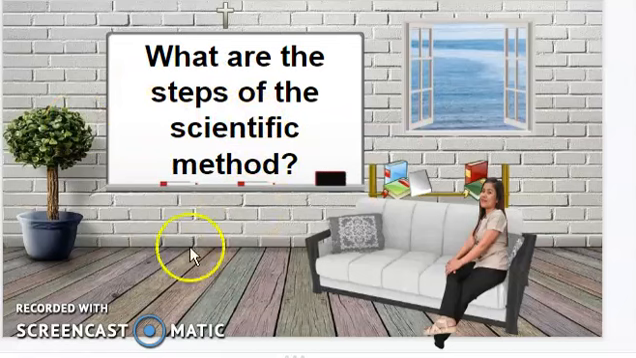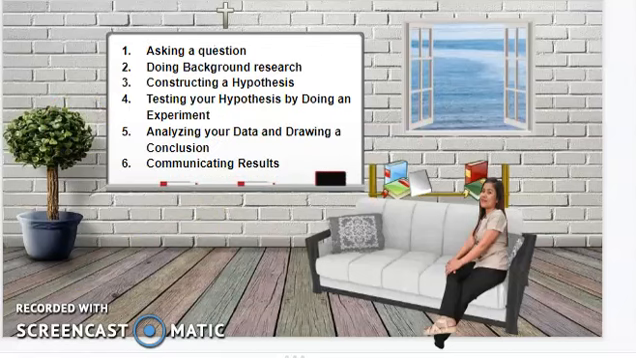So what are the steps of the scientific method? So we have usually 6 steps. Other books mention 7 steps. Alright, so we have the first step, asking a question. Second step, doing background research. Third step, constructing a hypothesis. Fourth step, testing your hypothesis by doing an experiment. Fifth step, analyzing your data and drawing a conclusion. And sixth step, communicating results.